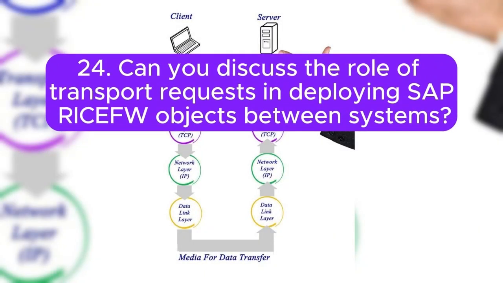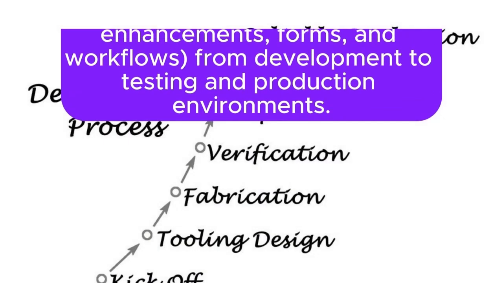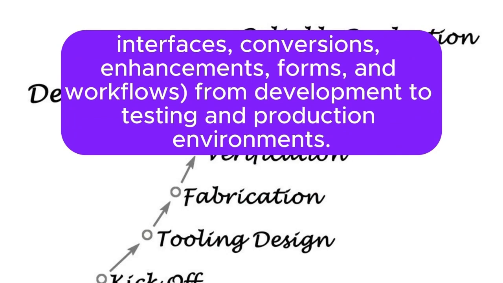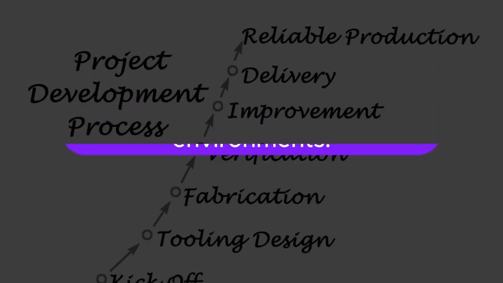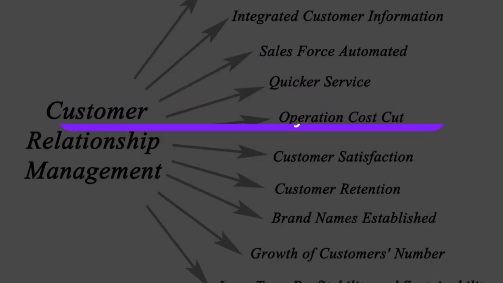24. Can you discuss the role of transport requests in deploying SAP RICEF objects between systems? Answer: Transport requests in SAP are used to bundle and transport RICEF objects (reports, interfaces, conversions, enhancements, forms, and workflows) from development to testing and production environments. They ensure consistency and integrity of customizations across different SAP systems.